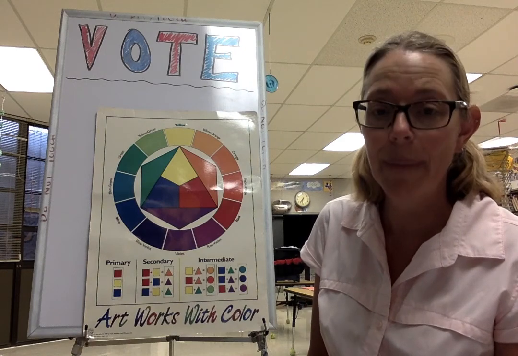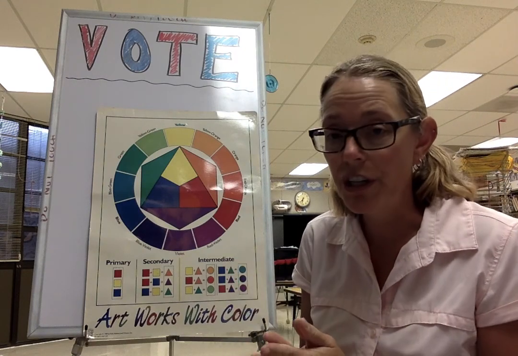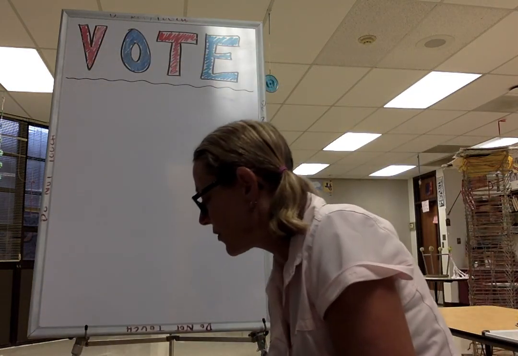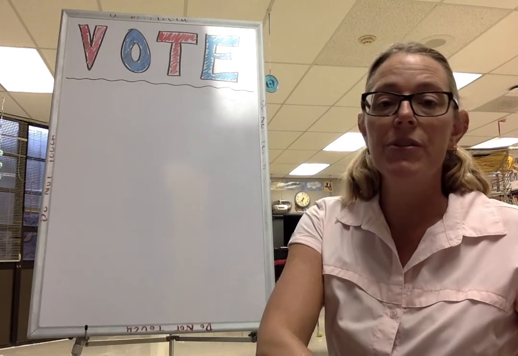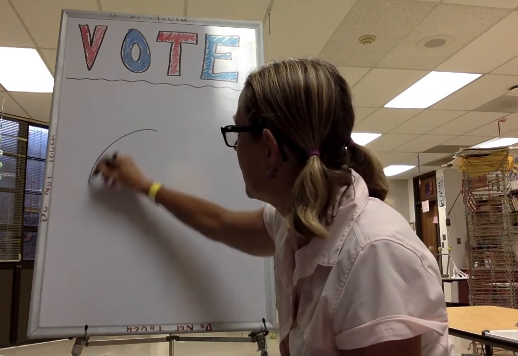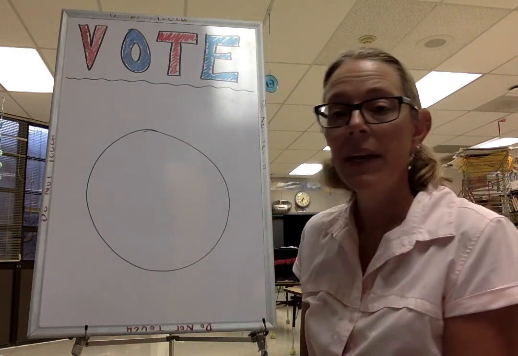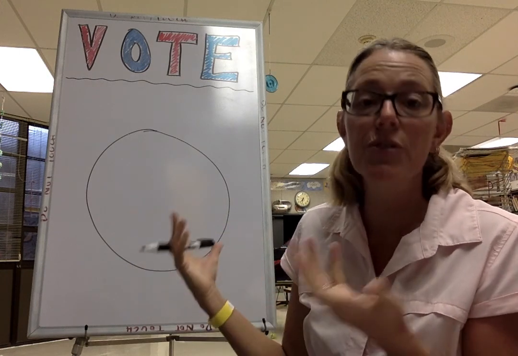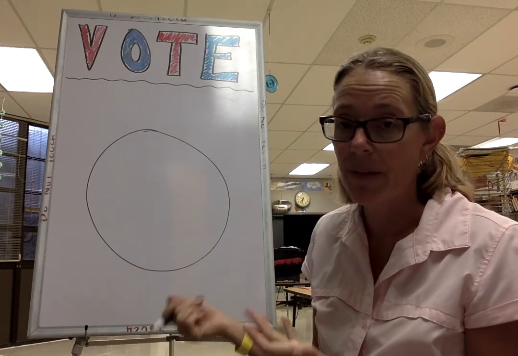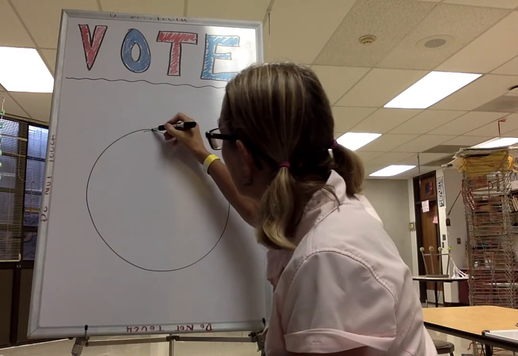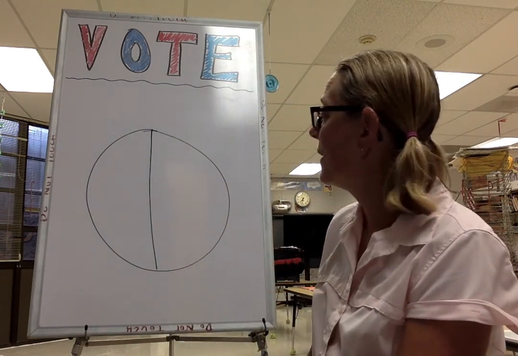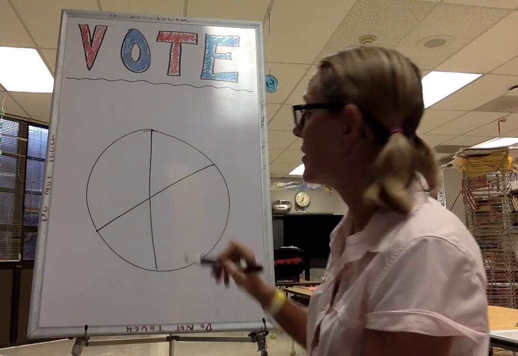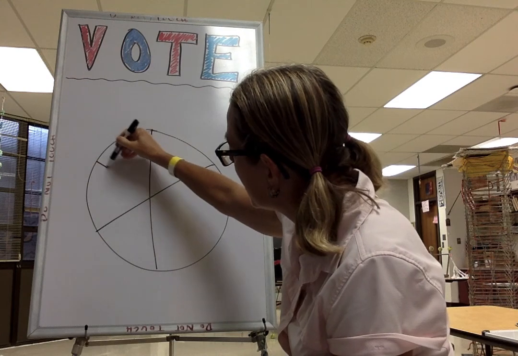Okay, so what you're going to do, I'm going to move this out of the way. What you're going to do is you're going to make your own color wheel. So you're going to start with a circle. Okay? And then we're going to divide it. Imagine that this is a pizza and you need to feed 6 people, so we need 6 pieces of pizza. Okay? So we're going to divide it in half. And then I'm going to divide it into fourths, although that's not even, and then 6.